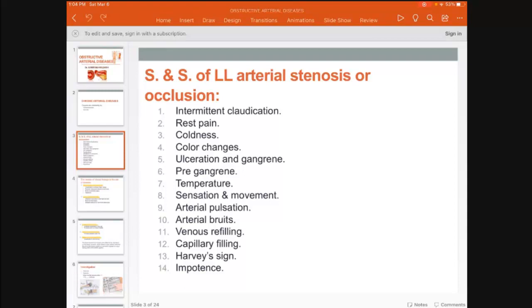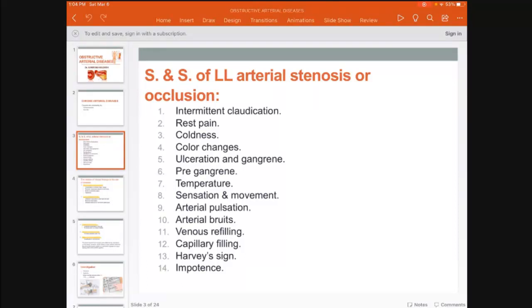and second, the time to relieve this pain. Second, we have rest pain. This patient has a severe pain at night, when he is not exercising. Besides that, there is coldness of the limb and color change. The color may change from pallor to blanching and to a dusky color. Then it becomes ulceration, especially in the tips of the toes, and starts toward gangrene or pre-gangrene.